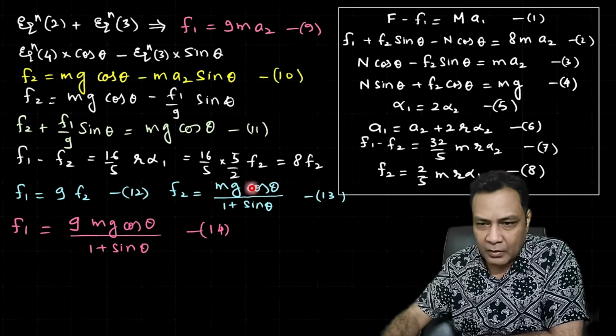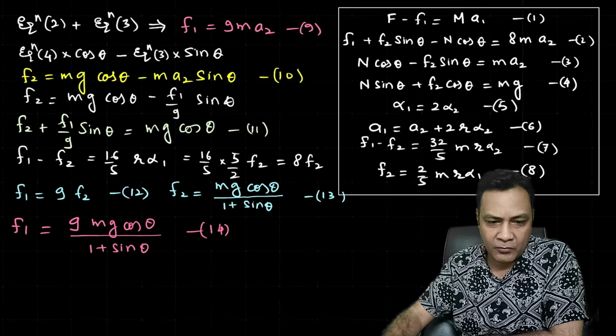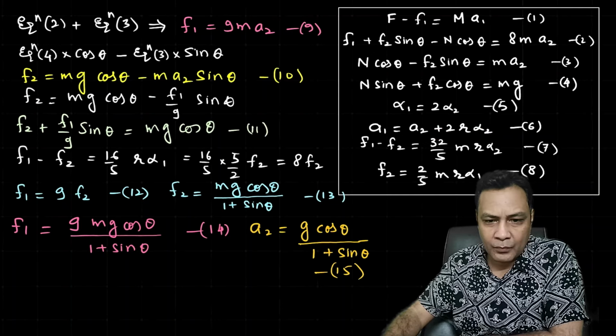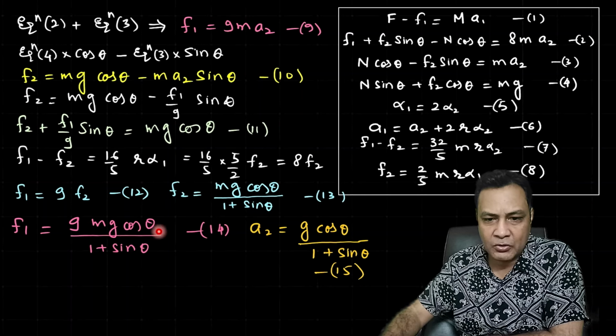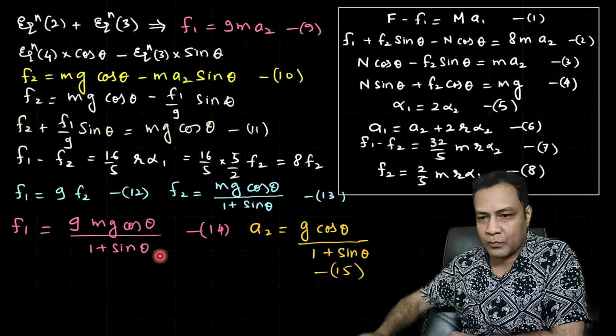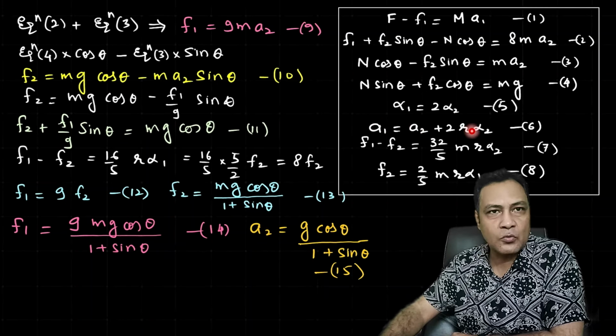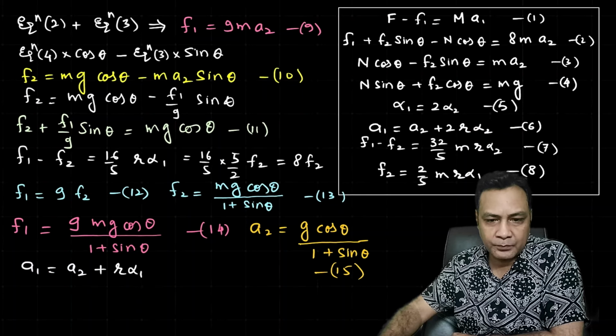And now use this thing. A1 is equal to A2 plus 2R alpha 2. Before that, we can also write A2 from here. A2 is equal to F1 by 9m. So if I put F1 by 9m, that will be g cos theta upon 1 plus sine theta. So that is A2. For A1, I'll use this equation. A1 is equal to A2 plus 2R alpha 2.